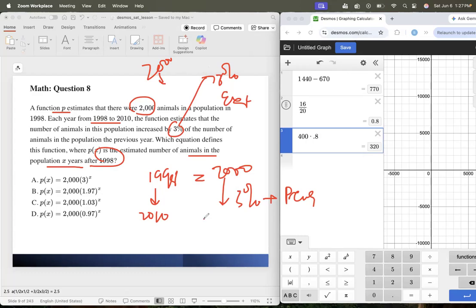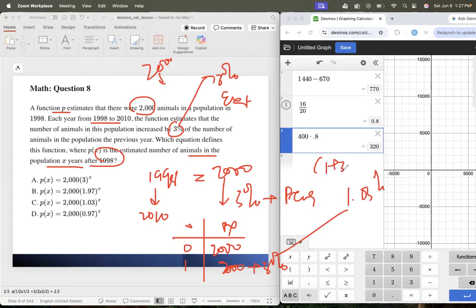Therefore, think about it. If we have this situation, X is P of S. At a certain time, 0, we have 2,000 people. Well, 1 year later, we're going to have 2,000 people plus 3%, right? 3% is what? The 3% increase is 1.03. Why? Because you got to add your initial percentage plus the 3%, which is 0.03. And therefore, you're going to have 1.03.